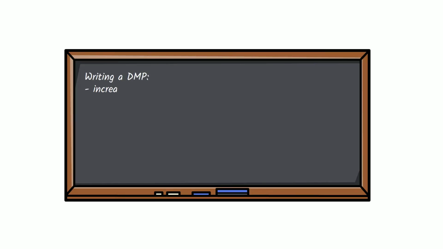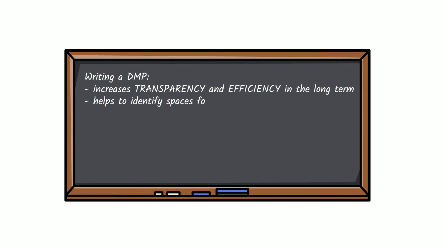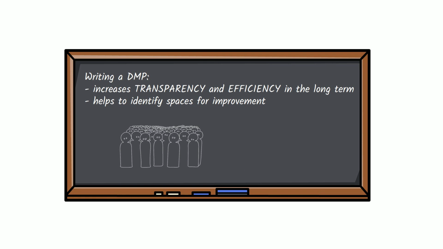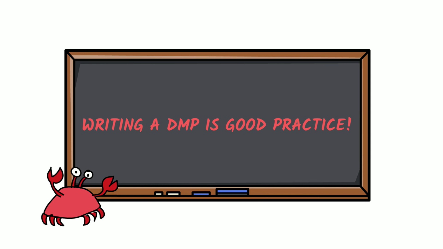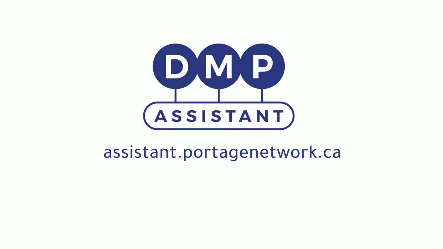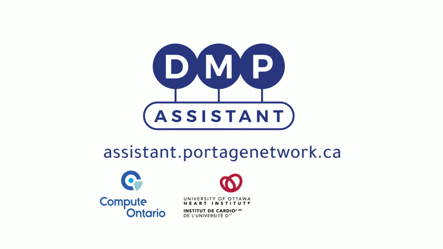Writing a DMP increases transparency and efficiency in the long term, and can help to identify spaces for improvement in your project. It provides details of your plans and intentions for your project, whether that is for the reference of your audience or collaborators, or for your own personal reference. Writing a DMP is good practice. Check out the DMP Assistant, along with guides, tools, and resources for support in creating your research data management plan today.